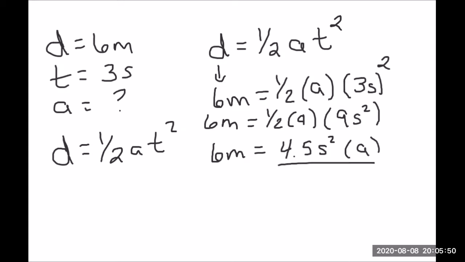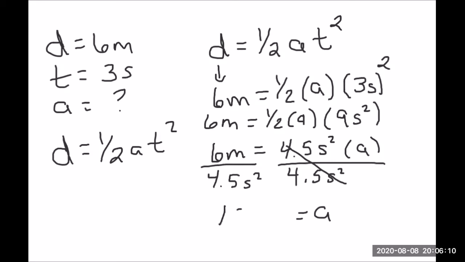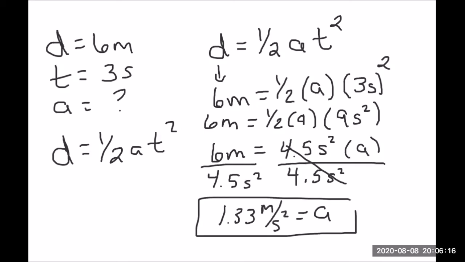To solve, you just divide by whatever's in front of the letter. So we're going to divide both sides by 4.5 seconds squared. That crosses that out. So my acceleration would equal 6 divided by 4.5 is 1 1/3 or 1.33. And I got a meter per second squared. So it matches up. So we're good.